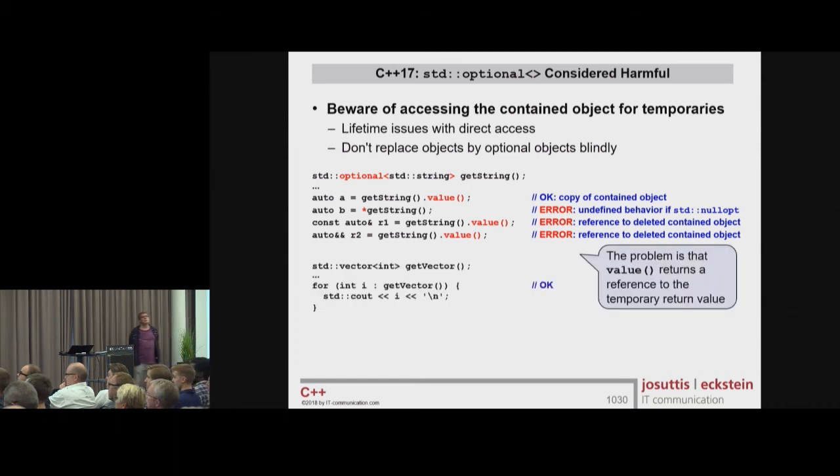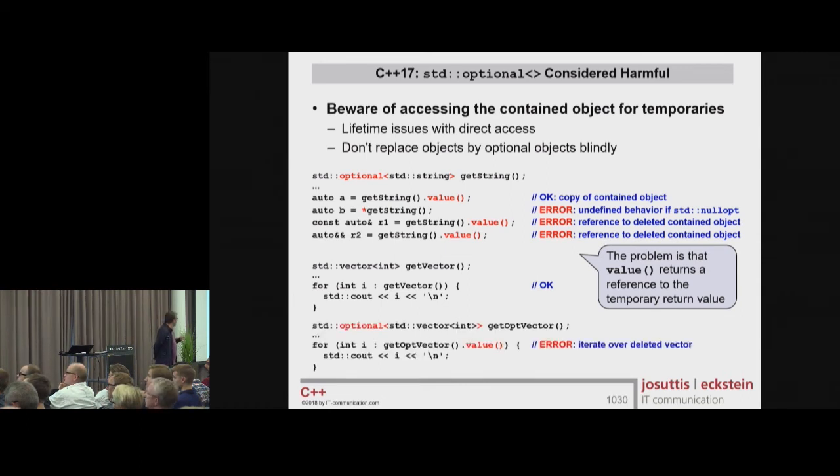So the naive application of this, what people started to use is, let's take a function, get vector, that returns a vector of int, and then we iterate over the values. I need the ability to return that I don't have a vector at all, instead of returning an empty vector. So what people do is, they switch to an optional vector of int, and in the loop they say, well, let's iterate over the value of the optional. The problem is, getOptVector will return a temporary object, .value will give you a reference to that, and the moment you have the values and start with the loop, the temporary object is gone. So you access values of an object that's no longer there.